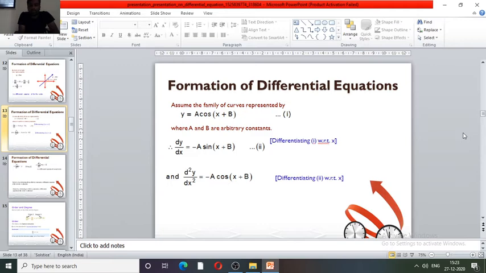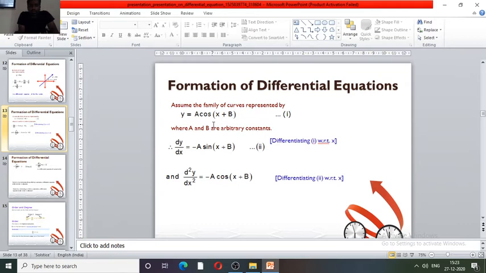In a similar manner, suppose our given equation is y is equal to a cos(x plus b), that is y is equal to a cos in bracket x plus b. Now if we observe this given family of curves, we have two parameters, that is two arbitrary constants a and b. So in this case we want to remove the two arbitrary constants and find the final differential equation which satisfies our given family of curves.